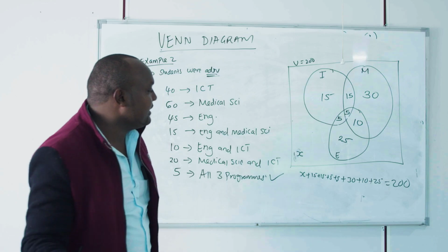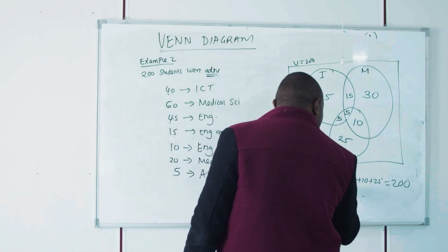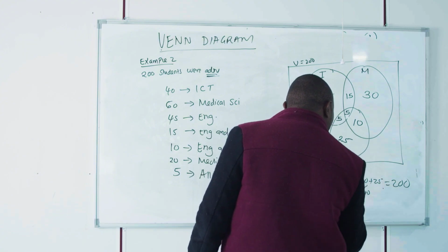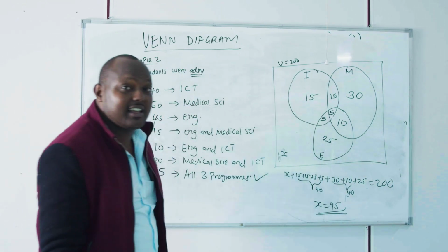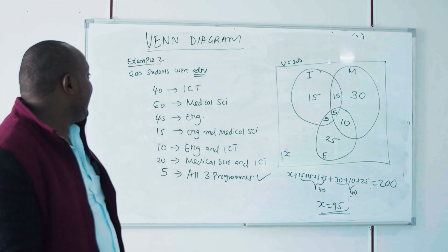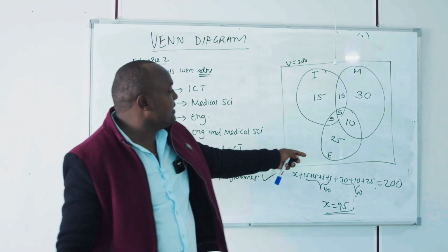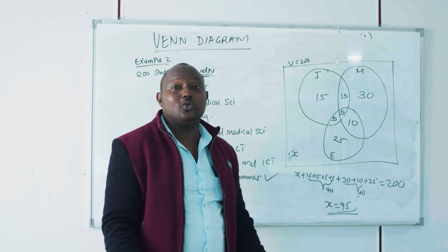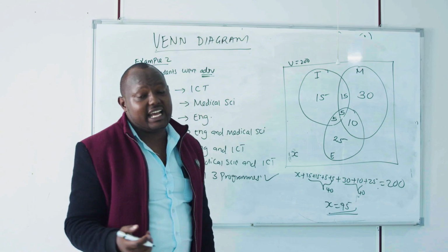Now we are including everything so that you can see what will be the answer. I think that one will be 40, another 40, another, so you realize that it is 105, so x is equal to 95. So you realize out of this, the 200 students we admitted, 95 didn't choose any of the 3 programs. So you may say maybe the others are preparing to do what? Business courses. So that's how we apply Venn diagram.